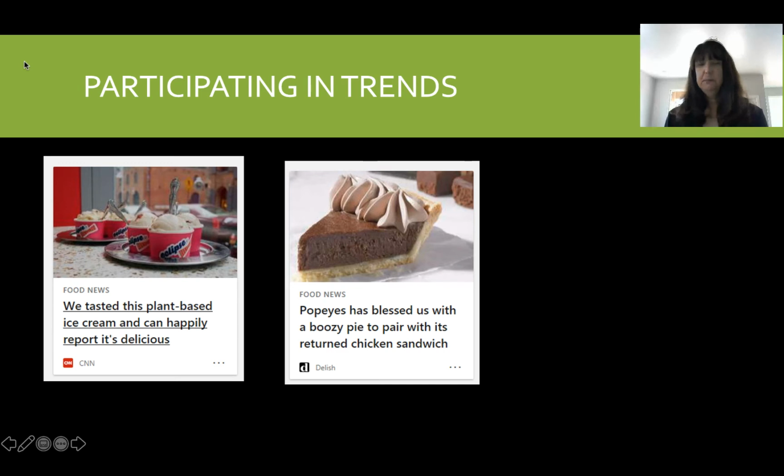"Popeyes has blessed us with a boozy pie to pair with the returned chicken sandwich." So if you remember, Popeyes had a run on chicken sandwiches. It was all the rage. Everybody had the Popeyes chicken, and you had to wait in line. It was the best PR tactic ever. I know Popeyes has figured out supply chain. They probably could have had enough chicken sandwiches for everybody who stood in line, but that was one of their experiential tactics to get people to notice them. So with that, they're taking this, let's put a little boozy pie with this. So there's just another trend. They're hopping on the Popeyes trend.